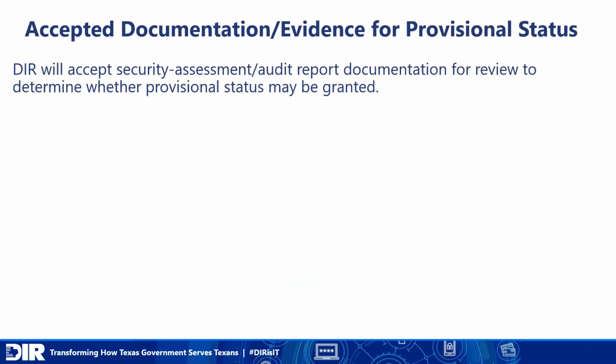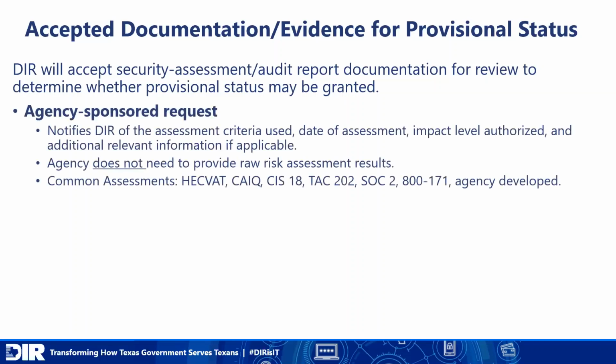Okay, accepted documentation and evidence for provisional status. So DIR will accept a third-party security assessment or audit report, essentially artifacts and documentation relating to that third-party assessment or independent audit to take into consideration in determining whether or not provisional status may be granted. And there's two paths to achieving the provisional status, as I mentioned before.